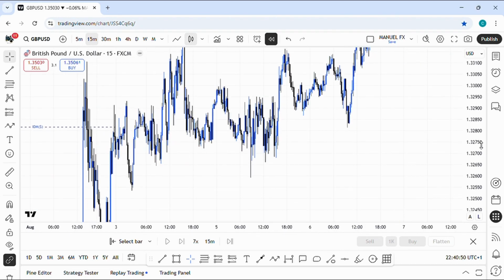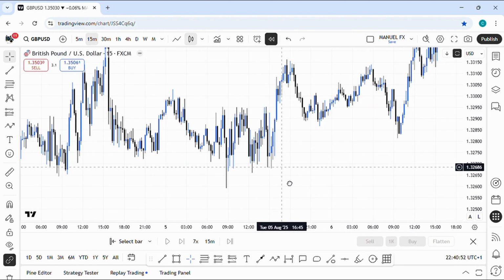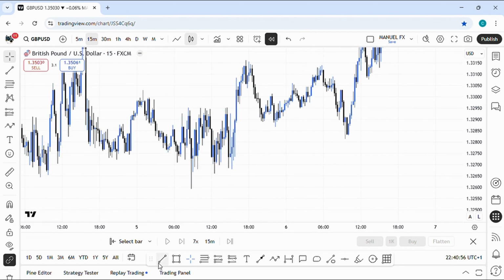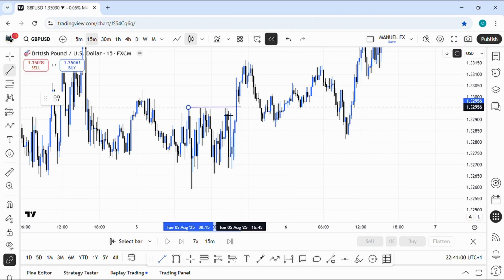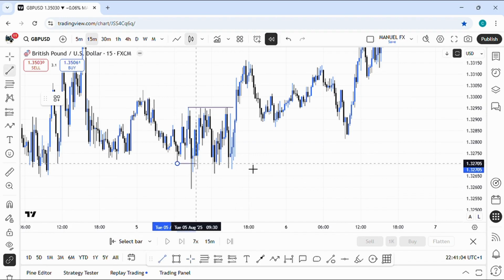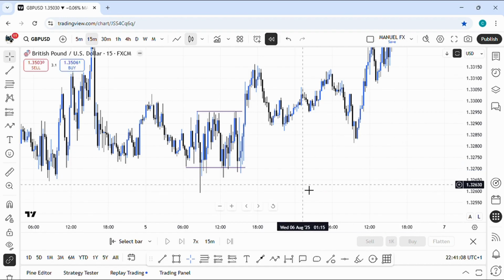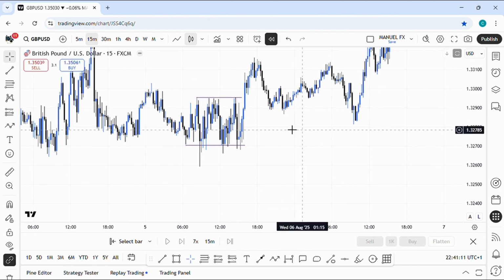This is what we mean by sideways. The market is going sideways. It's accumulating. The market is accumulating. It's not breaking through this zone. If you go down to the 5 minutes time frame, that's where you're going to see it clearly.